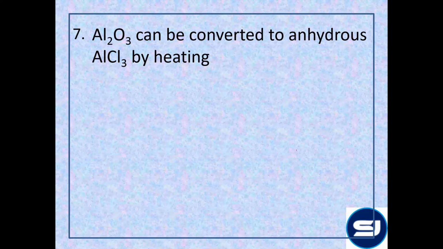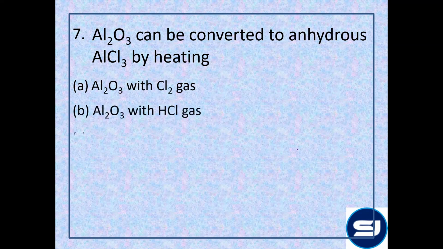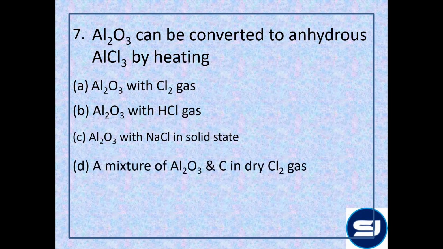Alumina can be converted to anhydrous AlCl3 by heating alumina with chlorine gas, with HCl gas, with NaCl in solid state, or a mixture of alumina and carbon and dry chlorine gas. Alumina to anhydrous AlCl3. D. Last option. B is not correct. Last option is correct.